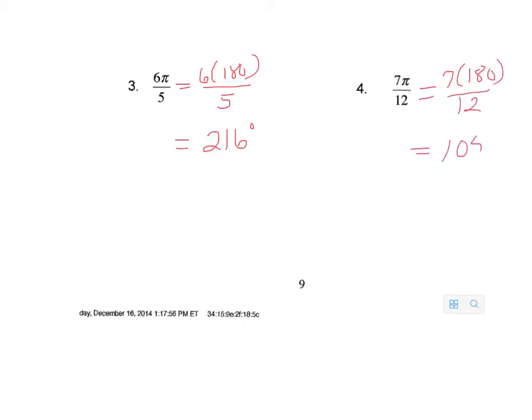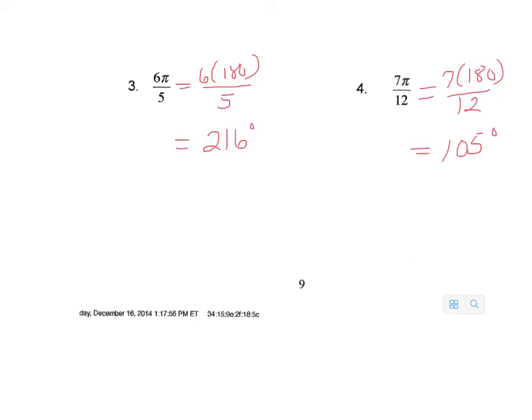All right, let's move on to a couple more examples. 6 pi over 5. 6 pi over 5 would be 6 times 180 divided by 5. Put that in your calculator and see what you get. You're correct, 216 degrees. All right, try number 4 all by yourself. So hopefully you went 7 times 180 divided by 12, which should have given you 105 degrees.